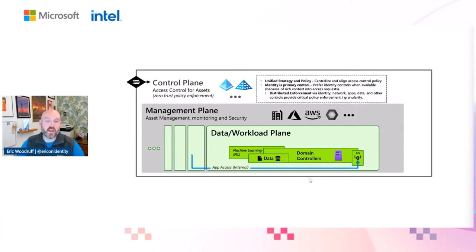The management plane is for monitoring and management and security. So the management plane is your Azure activity logs. It's also your Azure RBAC roles. And it's also the place you go to manage things in the data and workload plane. With any hypervisor, if we sort of simplify this.